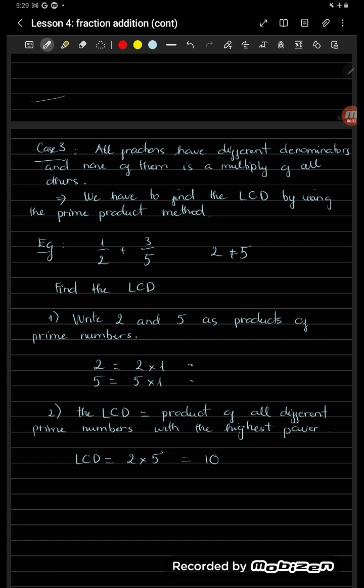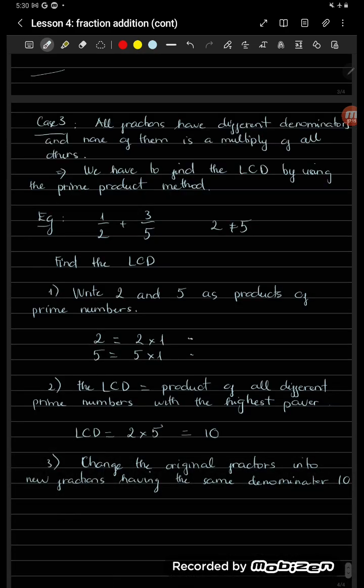Okay, so after we find the least common denominator, now we change the original fractions into new fractions having the same denominator, in this case 10. Now we'll change them one by one.